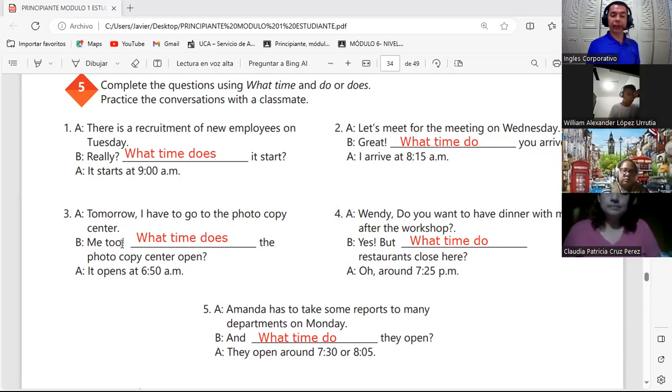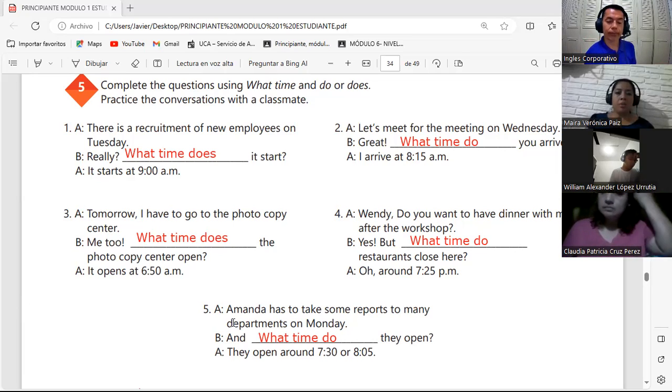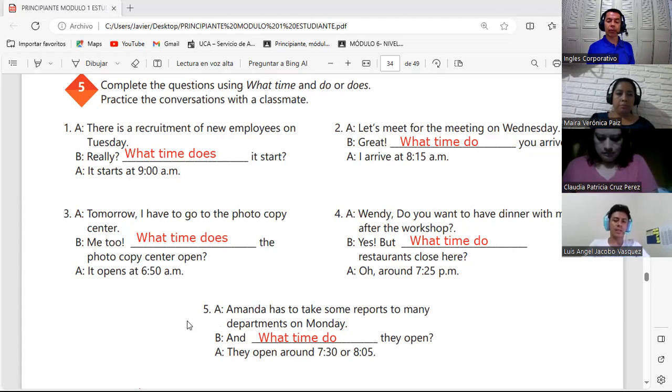Veronica and Luis. Veronica, your A. Luis, your B. The conversation says, Amanda has to take some reports to many departments on Monday. And what time do they open? They open around 7:30 or 8:05. Ready? One, two, three, action. Amanda has to carry some reports to many departments on Monday. And what time do they open? They open around 7:20 or 8:05. Okay. Thank you very much.